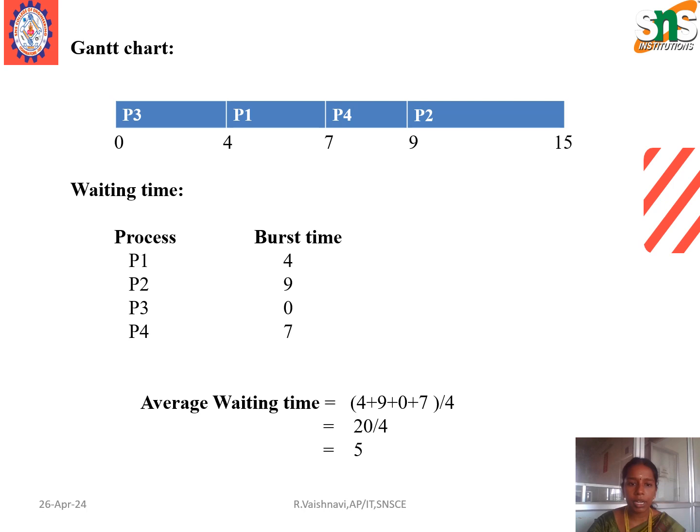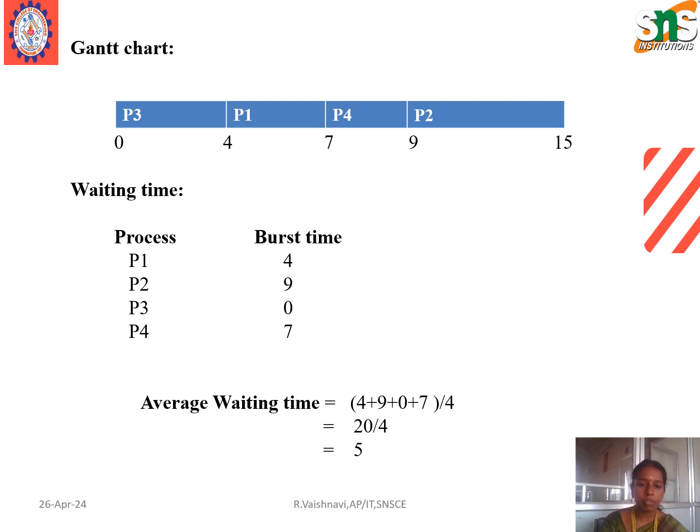Gantt chart for the priority scheduling algorithm: in the order, 0 then process 3, that is the burst time for process 3 is 4. So we have 0 to 4, and process 1 is 3, so 4 plus 3 is 7. Next, process 4 is 2, so 7 plus 2 is 9, and then process 2 is 6, so 9 plus 6 is 15. Next we have to calculate the waiting time.